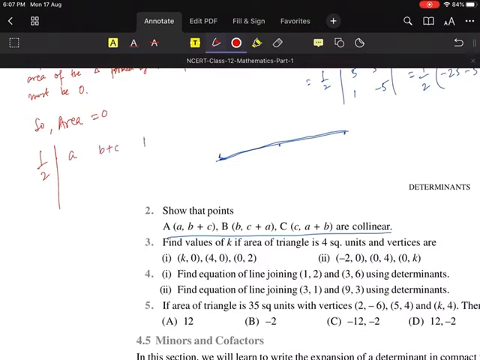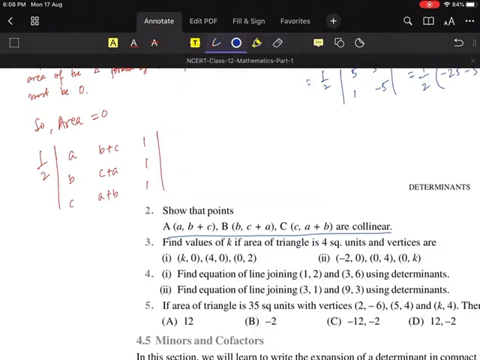B plus C 1, then B plus A 1, then C plus A... B 1. Yes, now let's do some operations. What do you get?